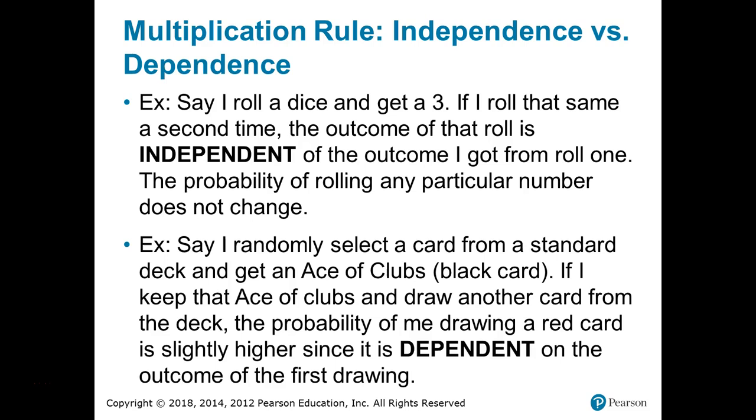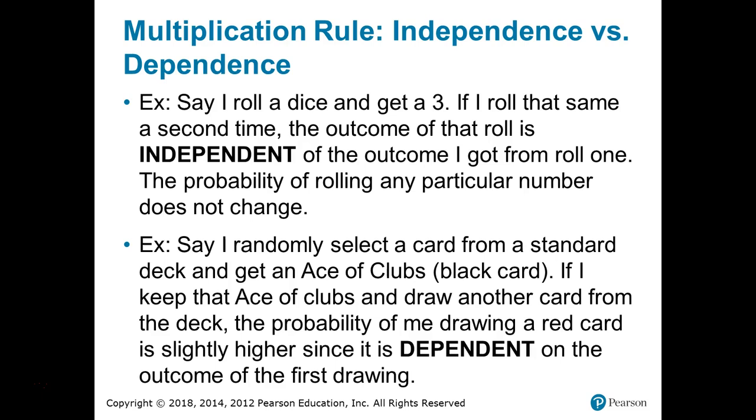So the probability of rolling any particular number does not change. So those are independent of another. You are saying that past outcomes have no effect on future probability. So that's independent. They have no bearing on one another. What you roll the first time has no effect the second time. If you have a boy for your first child, when you have that second child, the gender of the first child has no bearing on the gender of the second child.